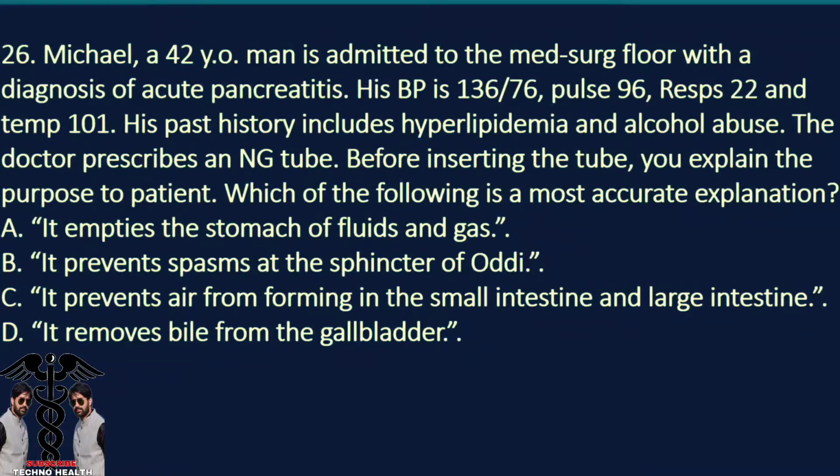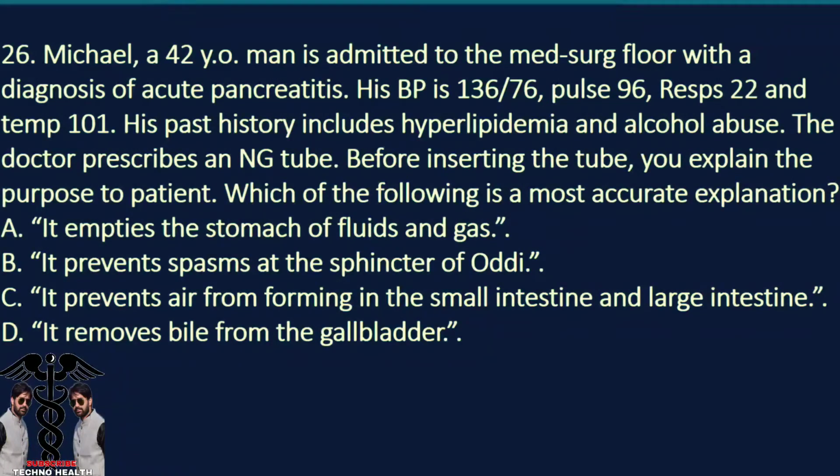Question 26. Michael, a 42-year-old man, is admitted to the med-surg floor with a diagnosis of acute pancreatitis. His BP is 136/76, pulse 96, respirations 22 and temp 101. His past history includes hyperlipidemia and alcohol abuse. The doctor prescribes an NG tube. Before inserting the tube, you explain the purpose to the patient. Which of the following is the most accurate explanation?